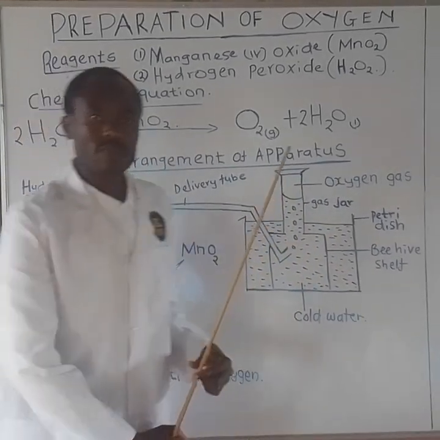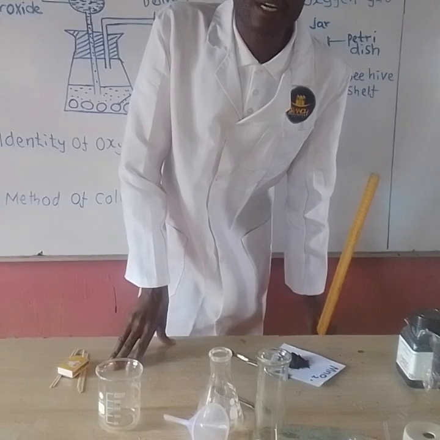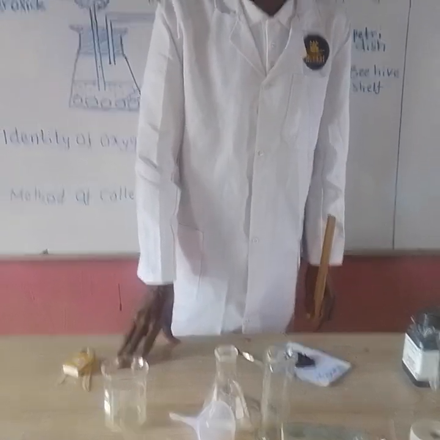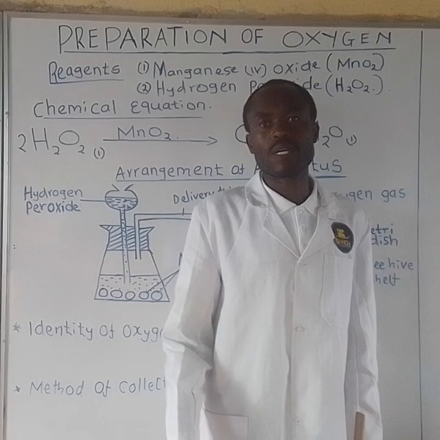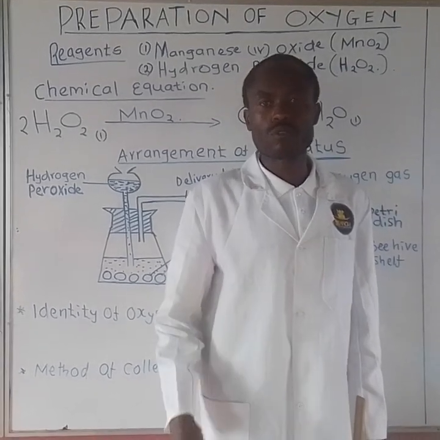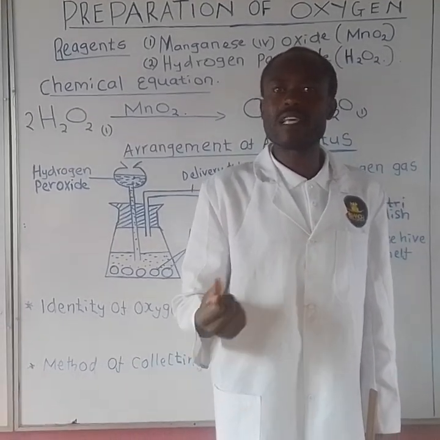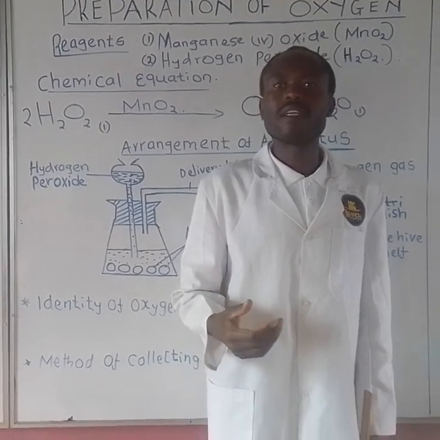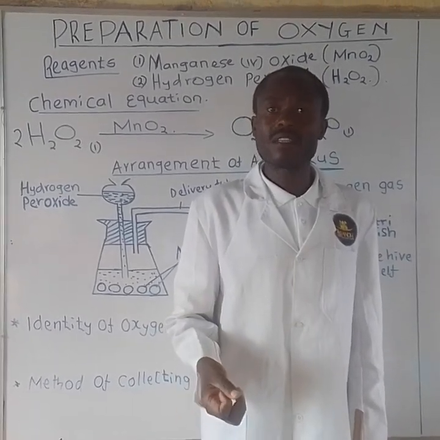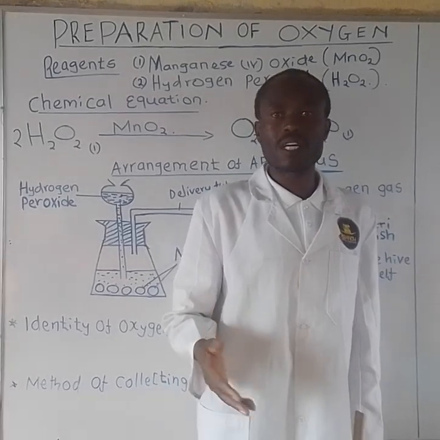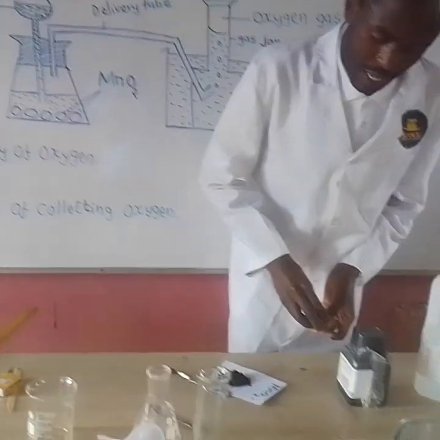With me here, I have the apparatus and those reagents, but my student, I hope you are focusing on me. At the end of this lesson, we must be able to name the reagents used to prepare oxygen. We must be able to write a chemical equation to prepare oxygen. We must also state how we identify oxygen gas. Then you must be able to state the method by which oxygen is collected. Finally, we'll be able to state at least three uses of oxygen gas.